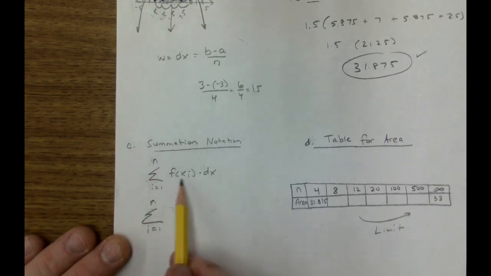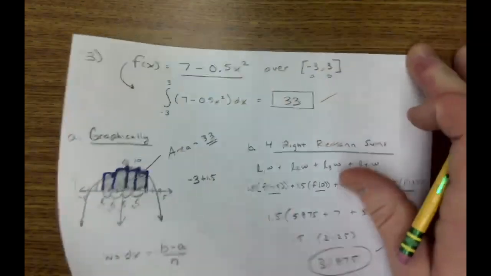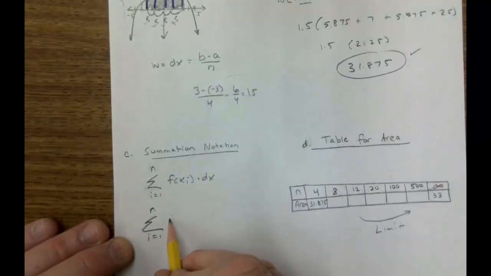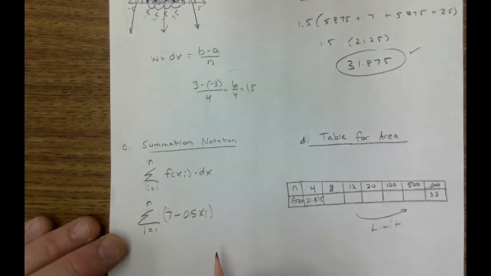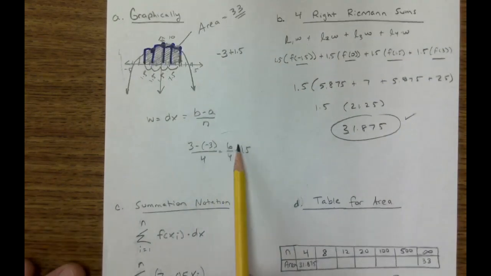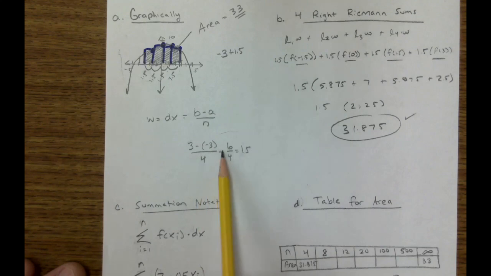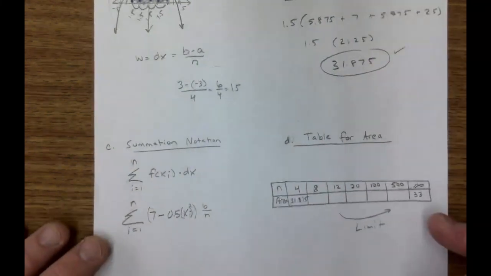So first thing we need to do is figure out what this function is. I'm going to run this function through my summation notation, and the function is 7 minus 0.5 x sub i dx. But we do know what dx is because dx is this change right here. It's this width of 6 divided by the number of rectangles. That should have been squared. So we're getting somewhere now.